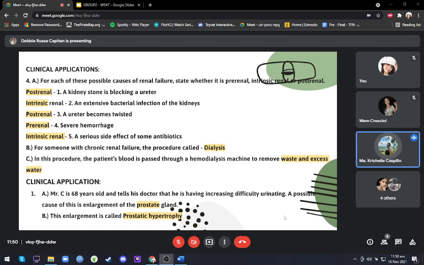For someone with chronic renal failure, the procedure called dialysis. In this procedure, the patient's blood is passed through a hemodialysis machine to remove waste and excess water.